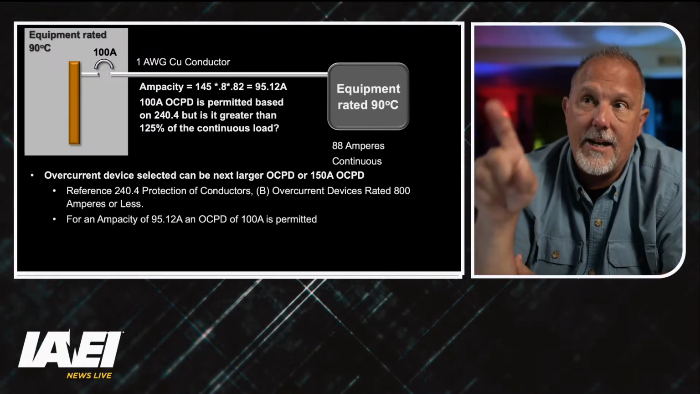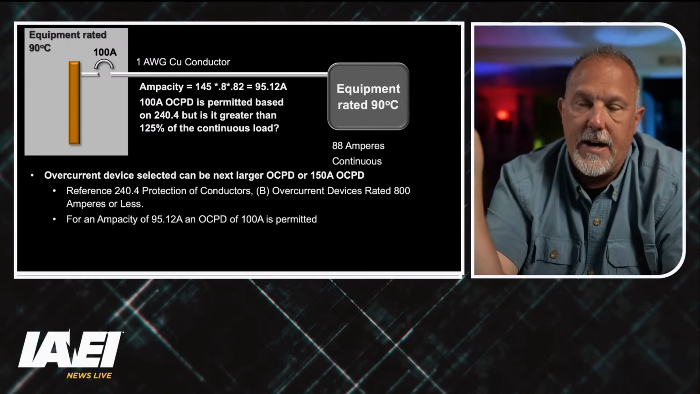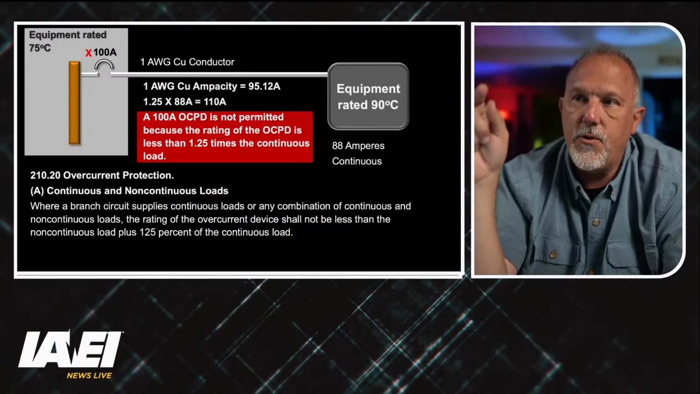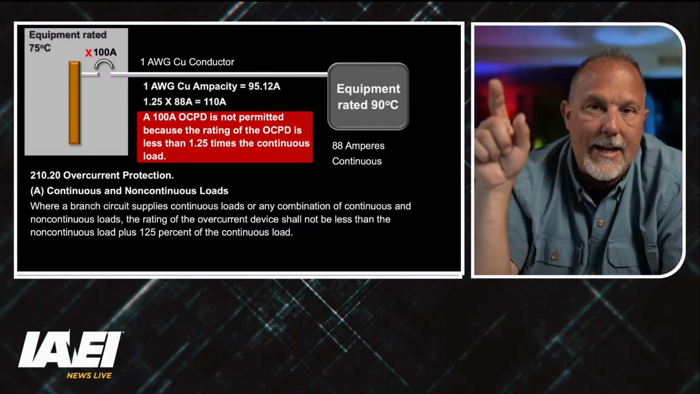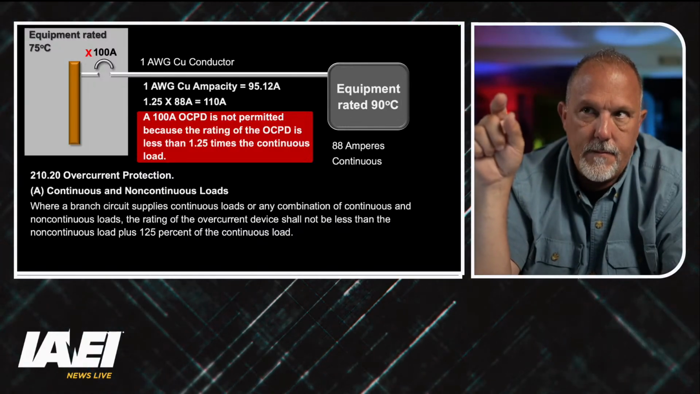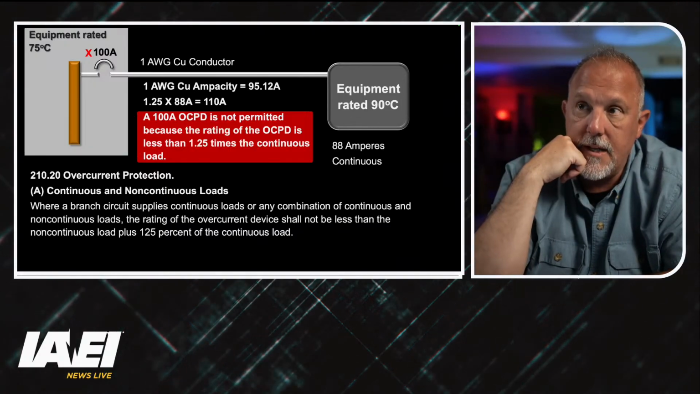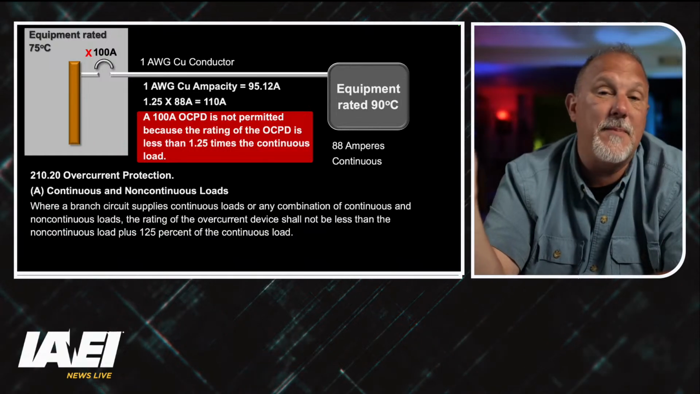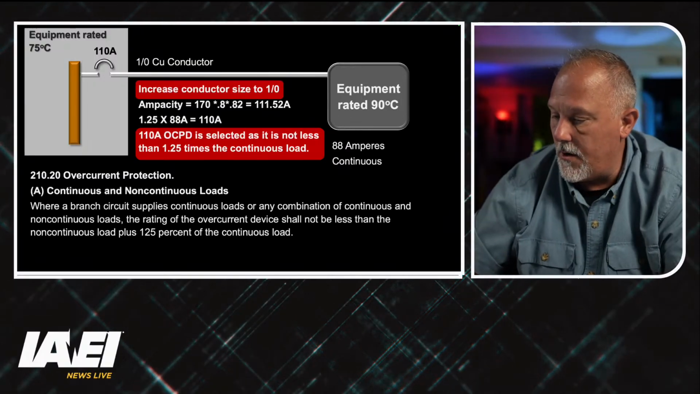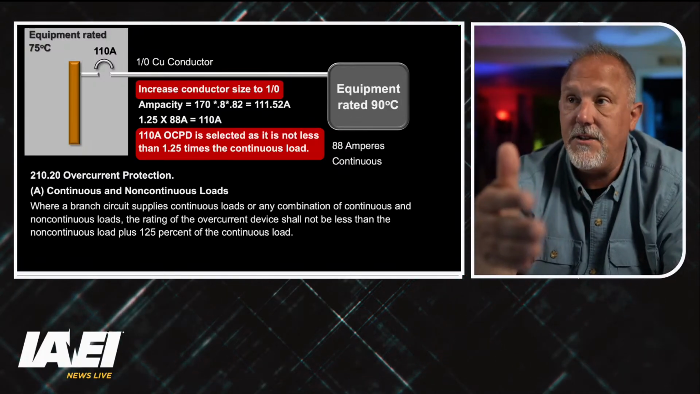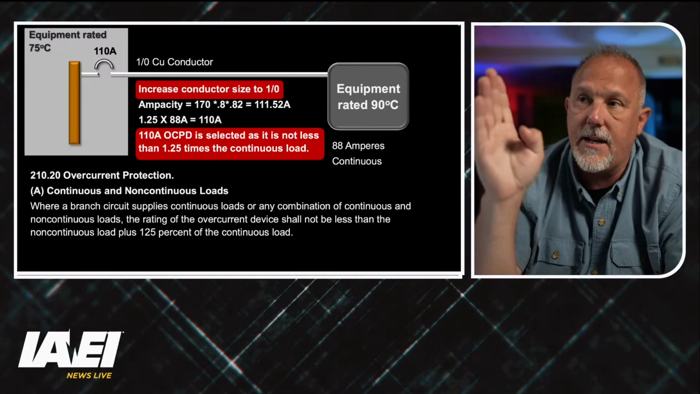But then the next question is that 100 amps has to be greater than 88 times 1.25, and 88 times 1.25 is 110 amps. So I can't use a 100 amp breaker. I'd have to go to a larger breaker because I need to be at least 125%. And if I go to a larger breaker, that means I need to increase my conductor size. So I have to increase the conductor to a 1/0, which is the next larger size.